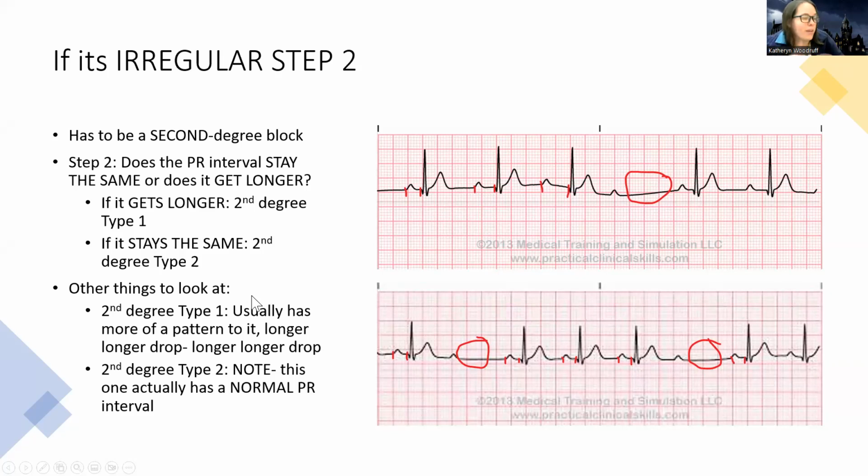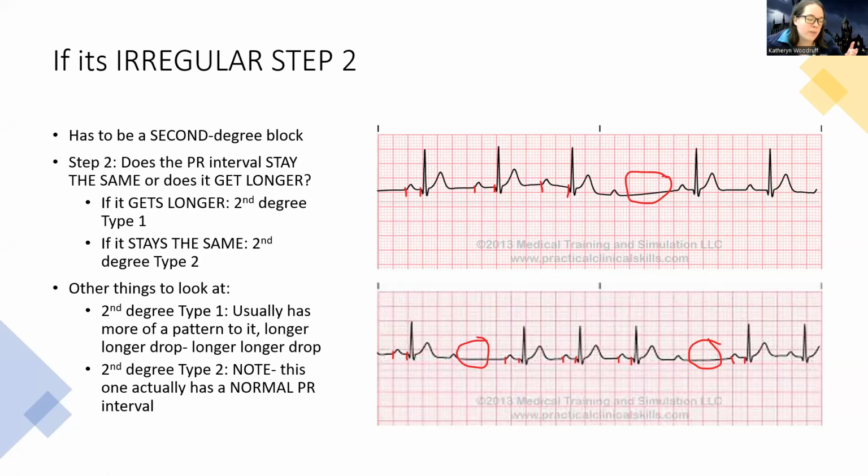Other things, again, if you want to make things more complicated, because it's all about is the PR interval getting longer or is it not? So if you have an irregular R to R and you know it's a block, what you need to look at then is just what's going on with my PR interval. Is it staying the same or is it getting longer? But if you want to look at other things, usually a second degree type one like this has more of a pattern to it. Usually it's very predictable: longer, longer, drop. Longer, longer, drop, or it might be longer, longer, longer, drop.